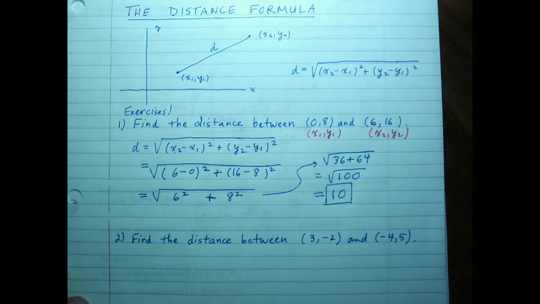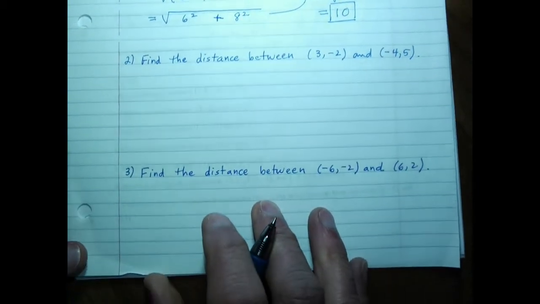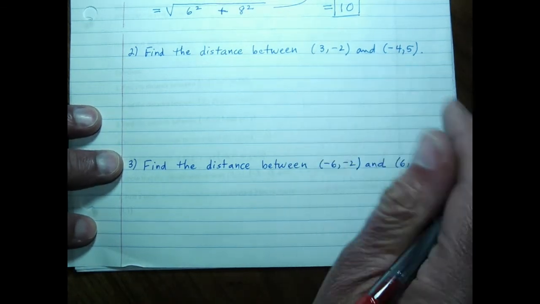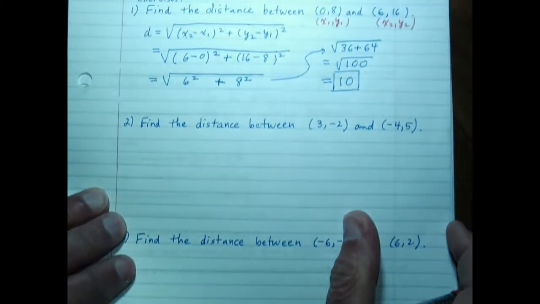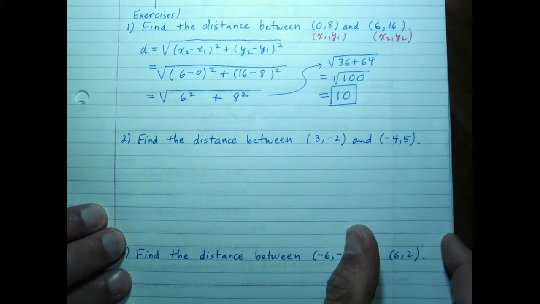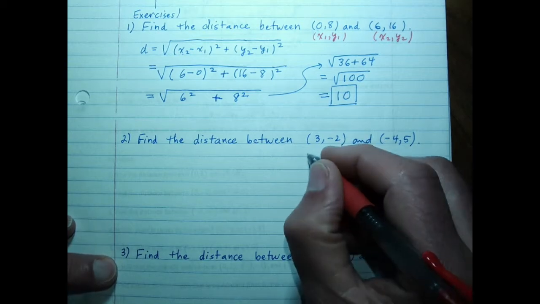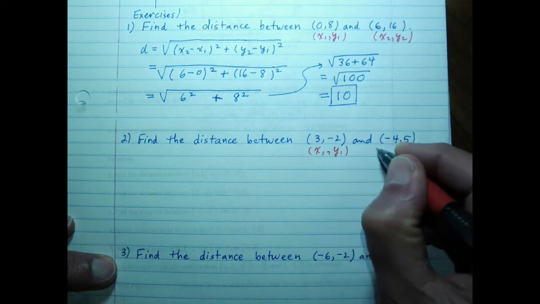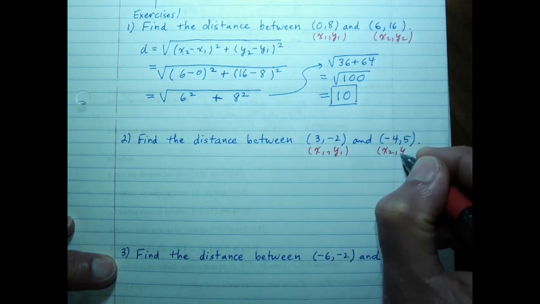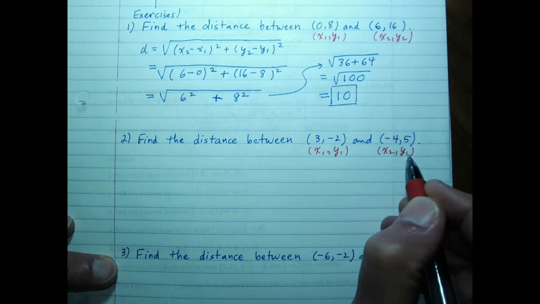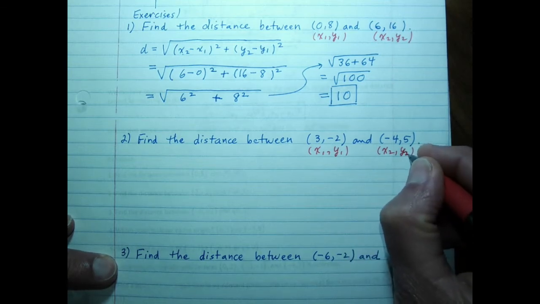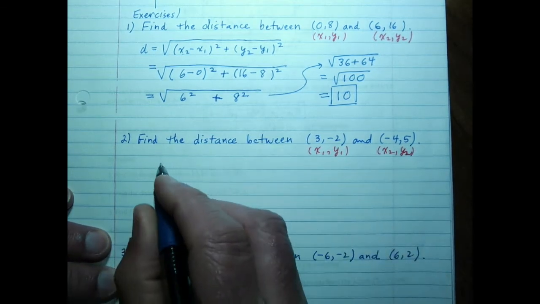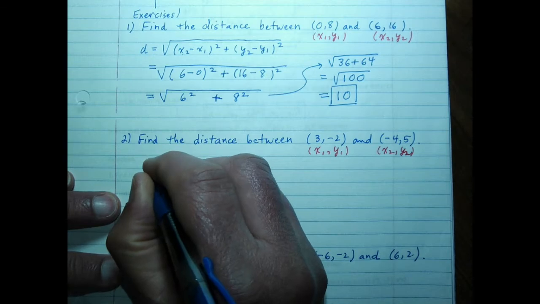Now, we're going to do a few more where we look at slightly messier situations. So let's find the distance between 3, negative 2, and negative 4, 5. If it helps, you can always label one point as x1, y1, the other is x2, y2. Doesn't matter which one you call x1, y1, which one you call x2, y2. Could do it in either order.